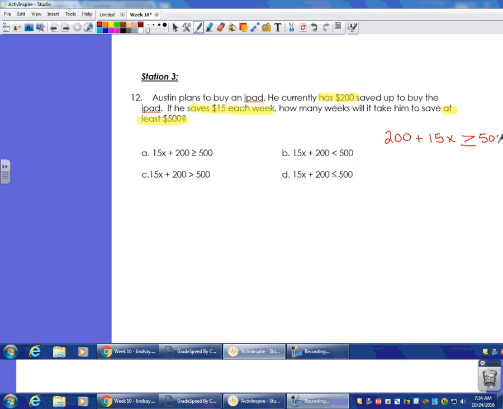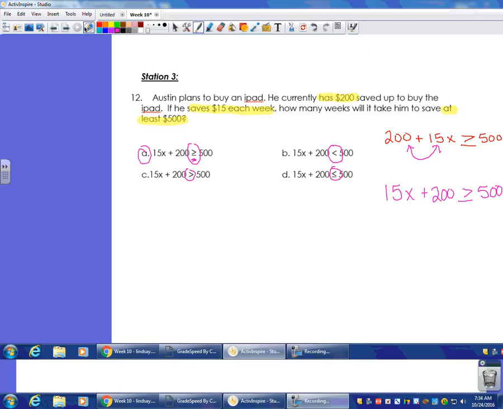Now, when we look at this, the main thing is these two are flip-flops, so we can rewrite this as 15x plus 200 is greater than or equal to 500. Now all of these actually look identical. The only difference is the inequality sign, which, if you look, this is the only one that has the greater than or equal to sign.